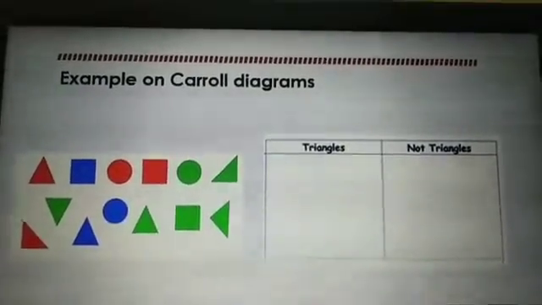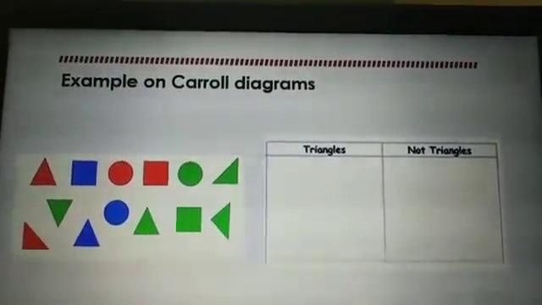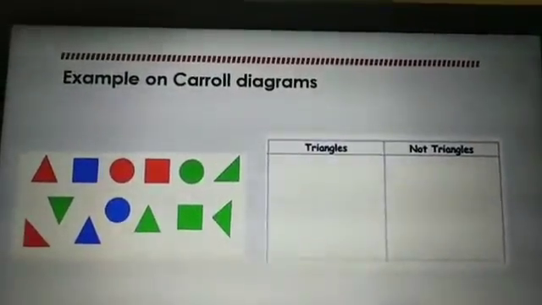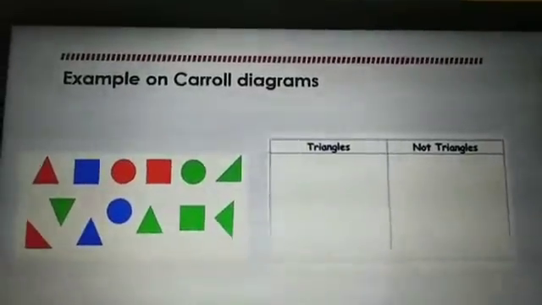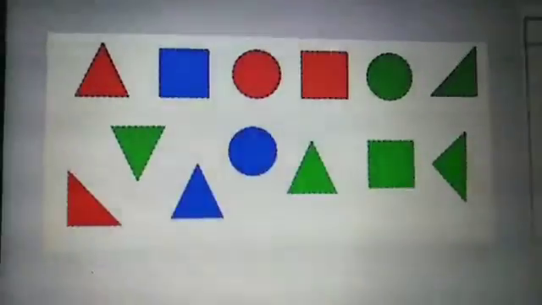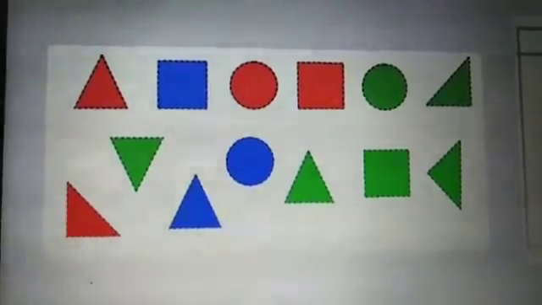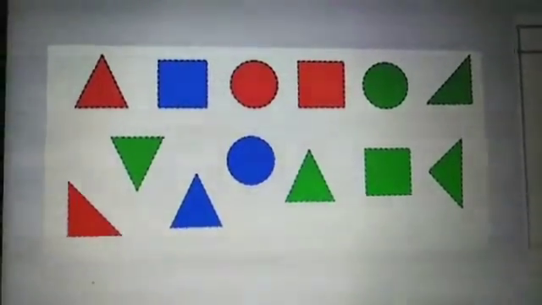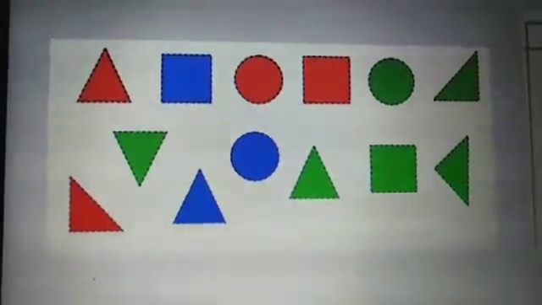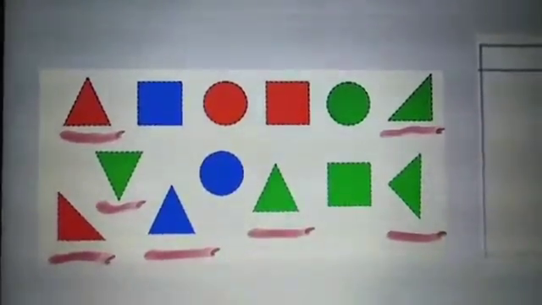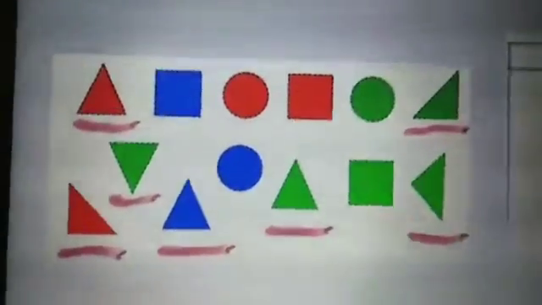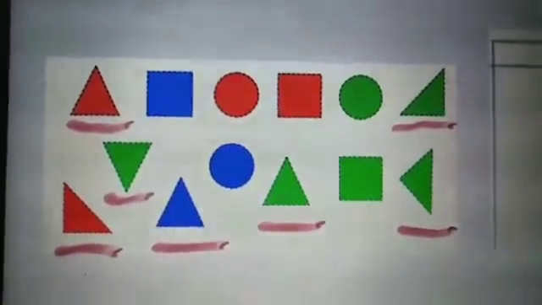In Carroll diagrams, we have two groups. The first group is labeled as A, the second group is labeled as not A. In this example, the first group is triangles, the second group is not triangles. So the first group is A, the second group is not A. In the first group, we will draw the triangles. How many triangles are there in this picture? All the underlined shapes are triangles. So in group A, we have to draw all these triangles.